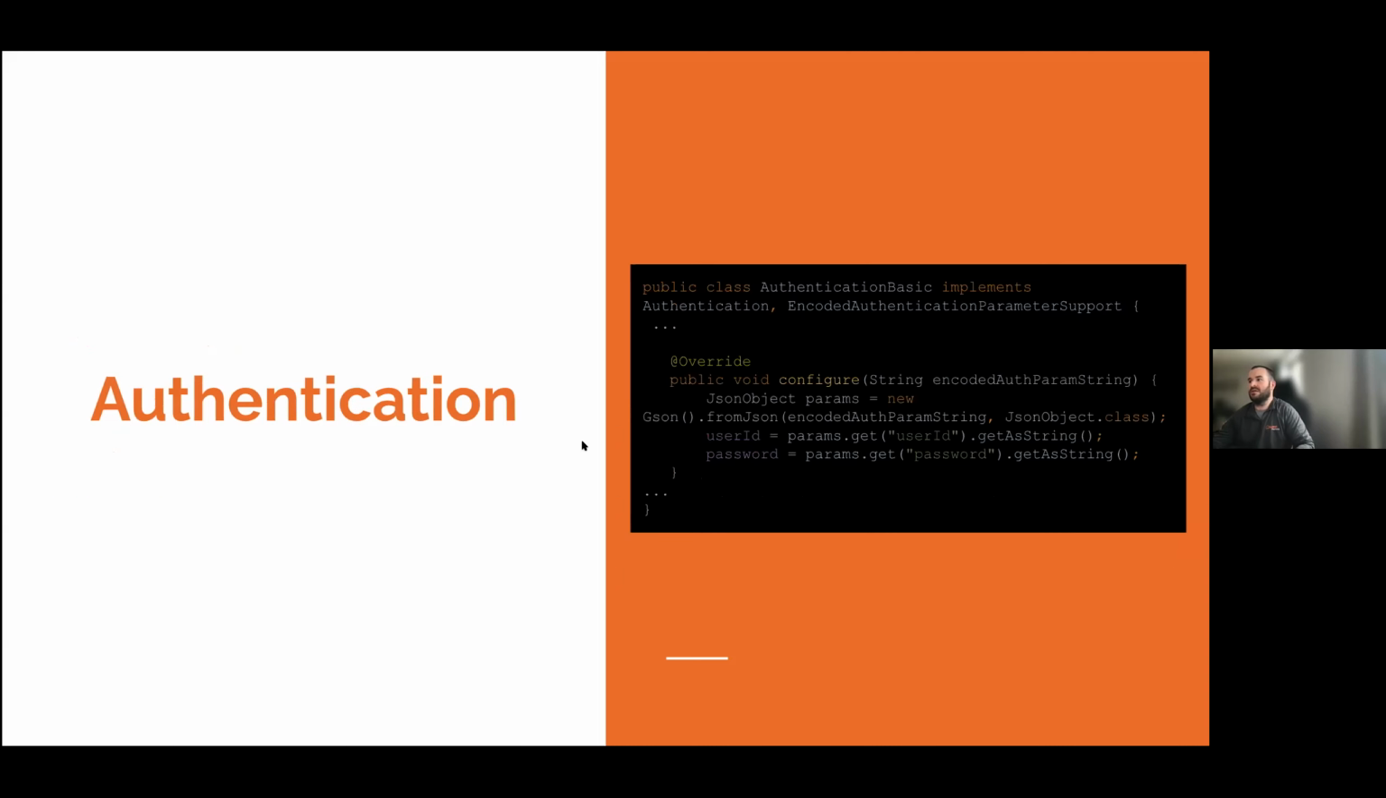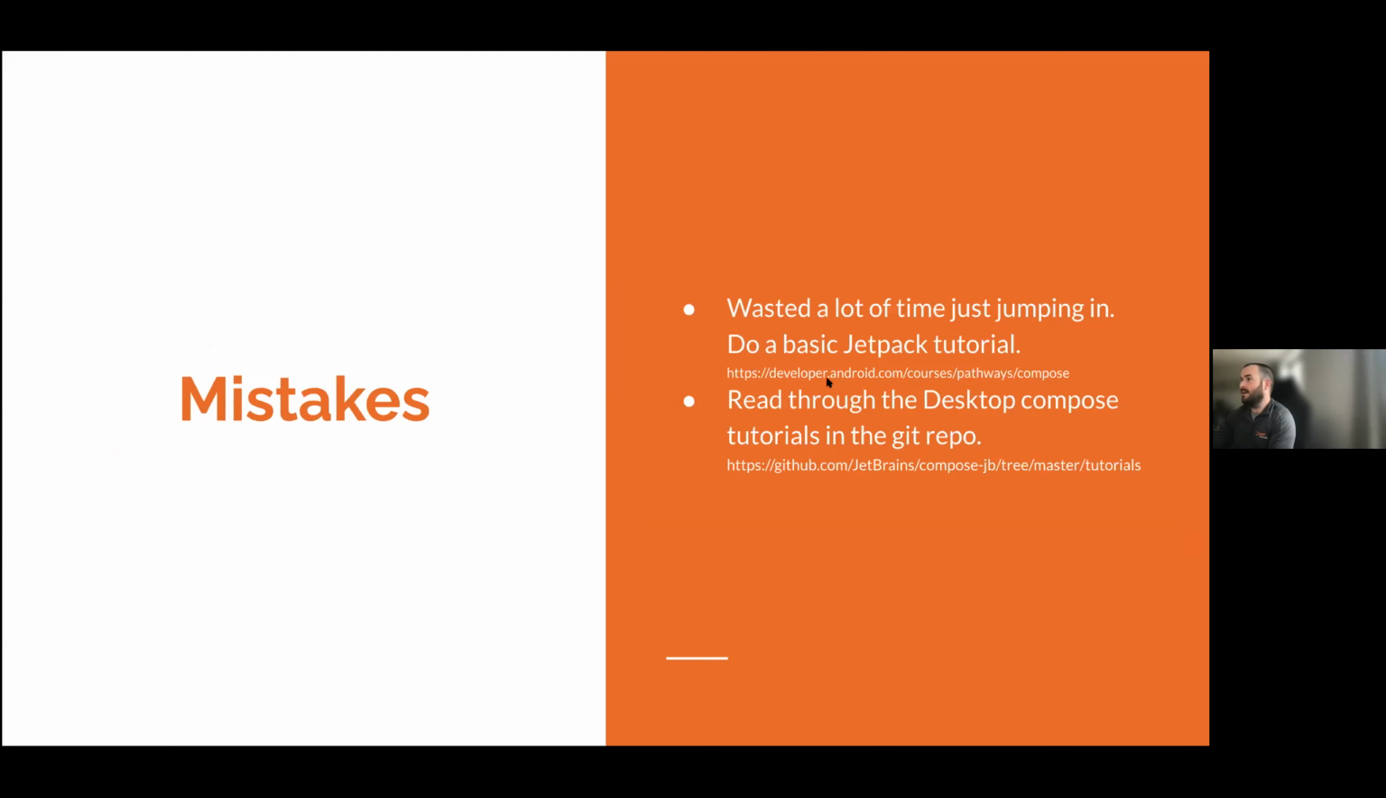So this is an example of an authentication basic class from the Apache Pulsar project. They have the configure class. It takes a string, which is in JSON format. They just decode it, get the user ID and password. So that's just standard basic authentication.